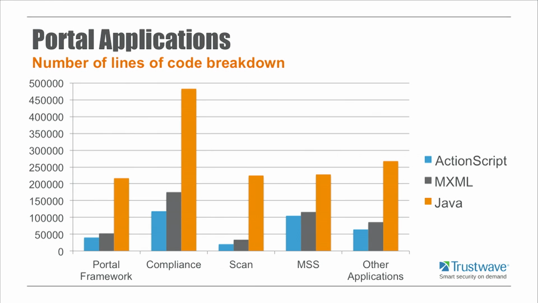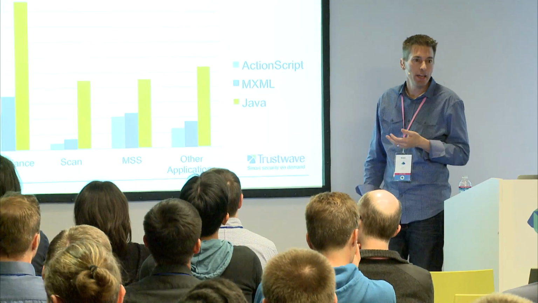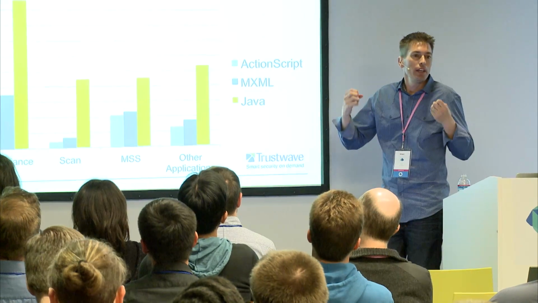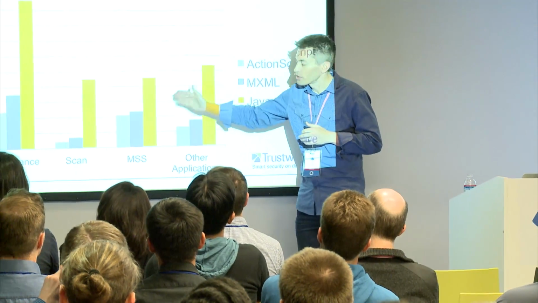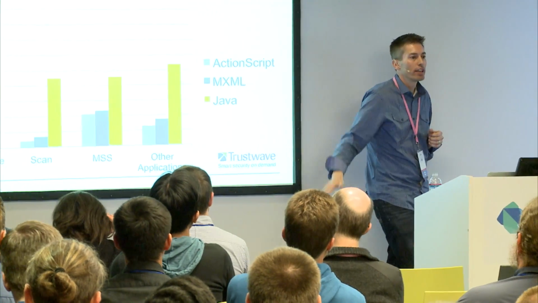So as we start moving over, this is a graph that shows the number of lines of code breakdown within some of our main application blocks, compliance, scan, and MSS, and then we bucketed off the other applications. And it's skewed to the back-end services. We have a lot of services on the back end that are gathering up information that we need to present through the UI. And those Java services, we're not going to rewrite those. We need to take advantage of those going forward.